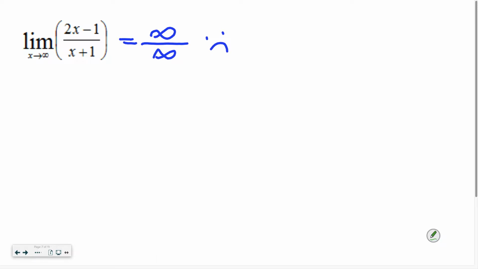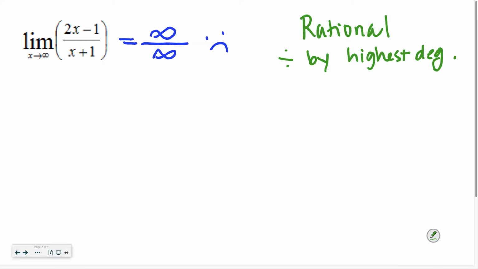So if you have a rational graph, we can divide by the highest degree of the denominator. Okay? And we can't just divide an entire expression by something. I'm talking about we divide the numerator by something, we divide the denominator by the same thing. So really we're just dividing by 1. Okay? So what's the degree of the denominator?